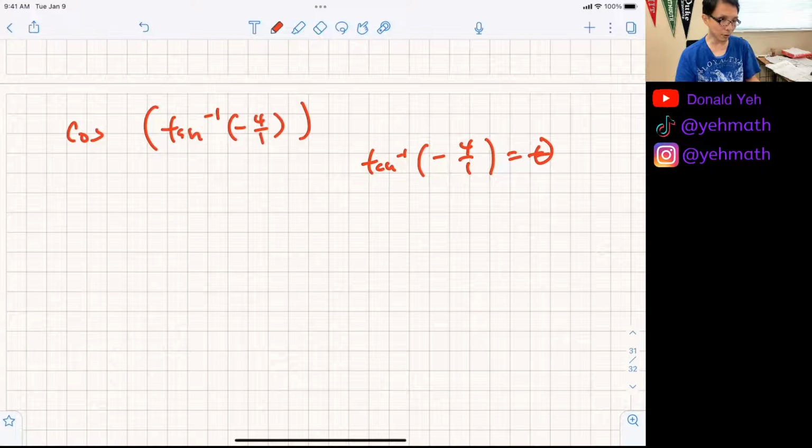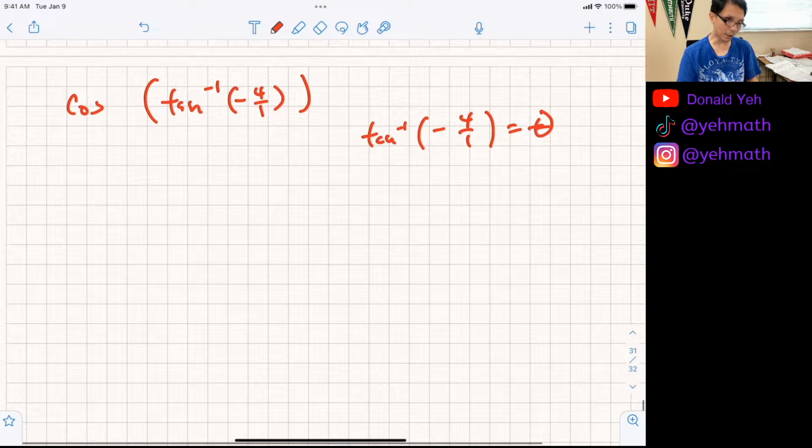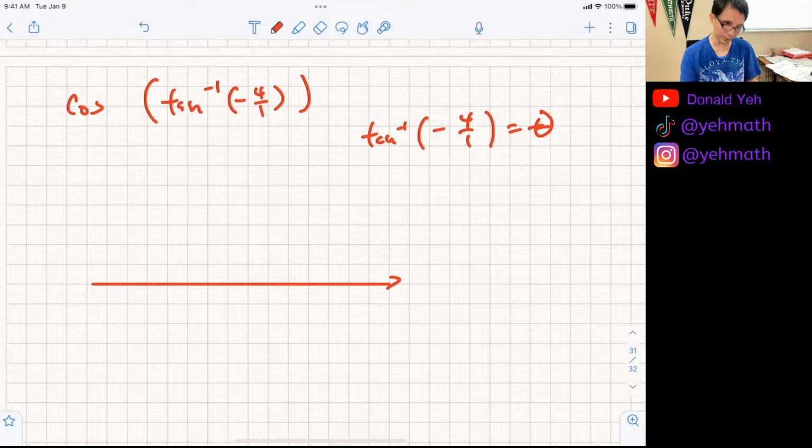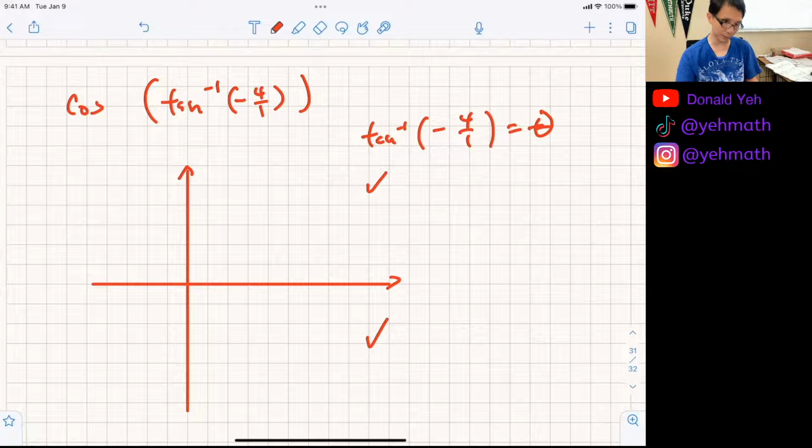So what does that also mean? I'm going to do a quadrant check here. Tan inverse is negative, so this is the quadrant where I want to draw my triangle. So I'm going to draw a reference triangle. You've done this last year. This is not the first time.